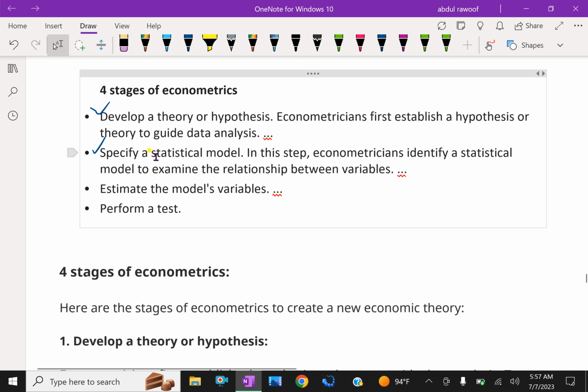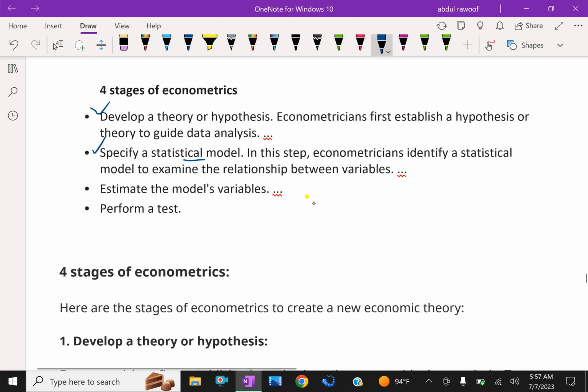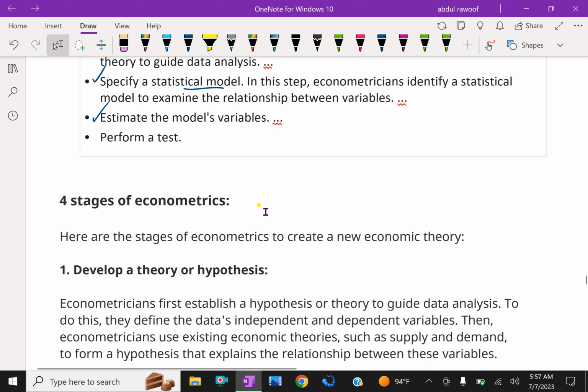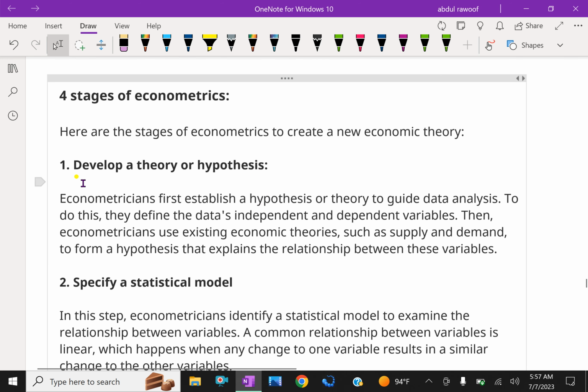Second stage, specify a statistical model. In this step, econometricians identify a statistical model to examine the relationship between the variables. Third, estimate the model's variables. Fourth stage, perform a test. We will discuss further more about these four stages in detail.